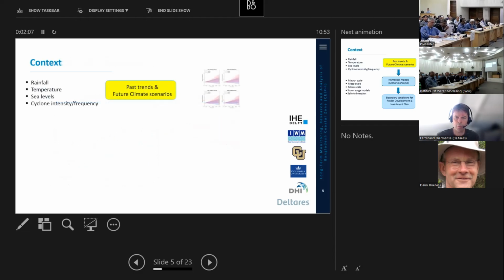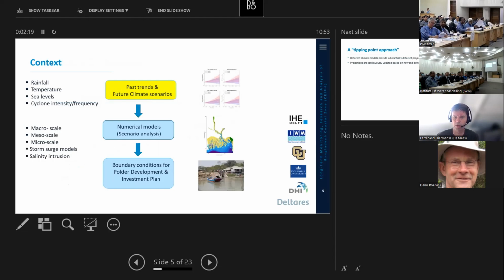Now, this is a bit of the project context. So this is our part of this presentation, and we're looking at those trends and climate scenarios. And that information serves as input of the numerical models for the morphological models, the river discharge models, etc., by which in the end the Bangladesh Delta is modeled and the impacts of climate change can be quantified.